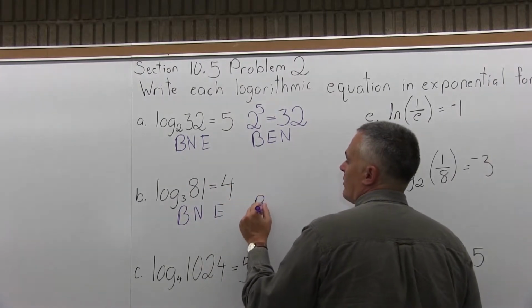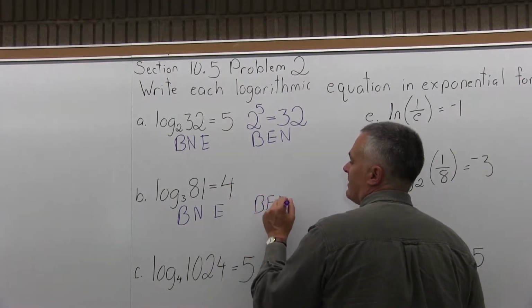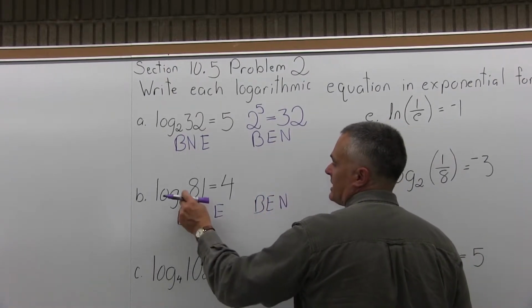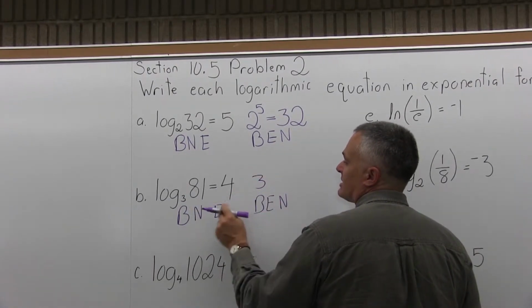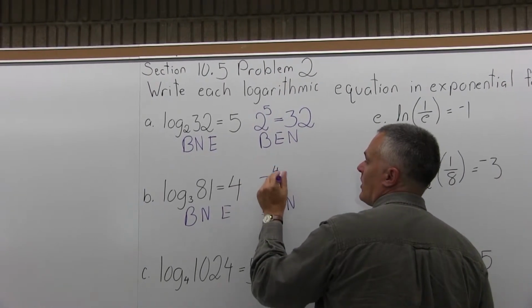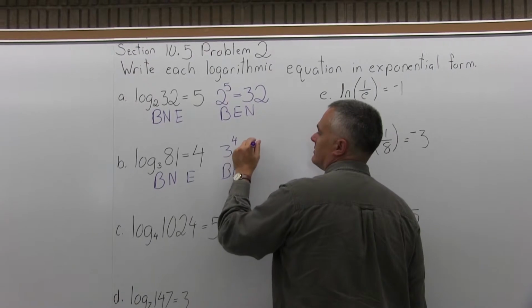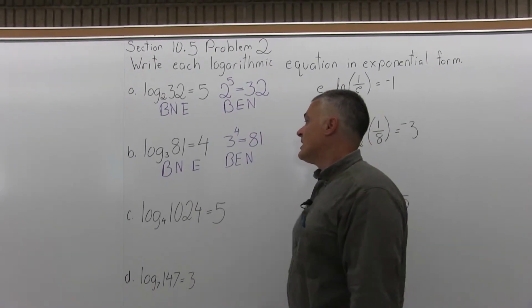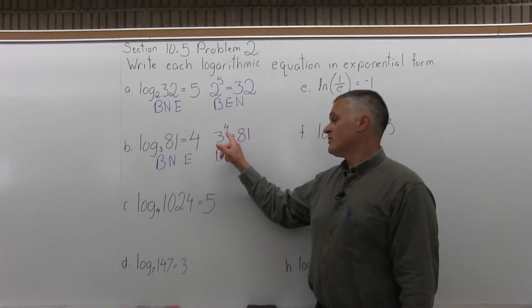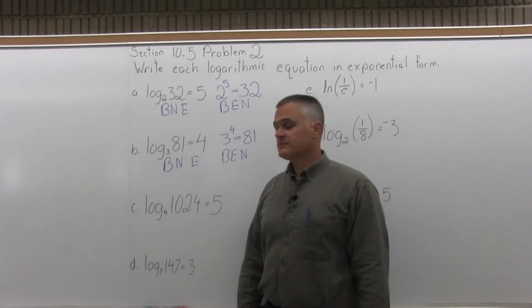And next to it, I will write Ben, B-E-N. So first is the base, so the base is 3. Then the exponent is next, the exponent is 4. Then we write equals, and then the number, and the number is 81. So log base 3 of 81 equals 4 is the same as writing 3 to the 4th power equals 81.